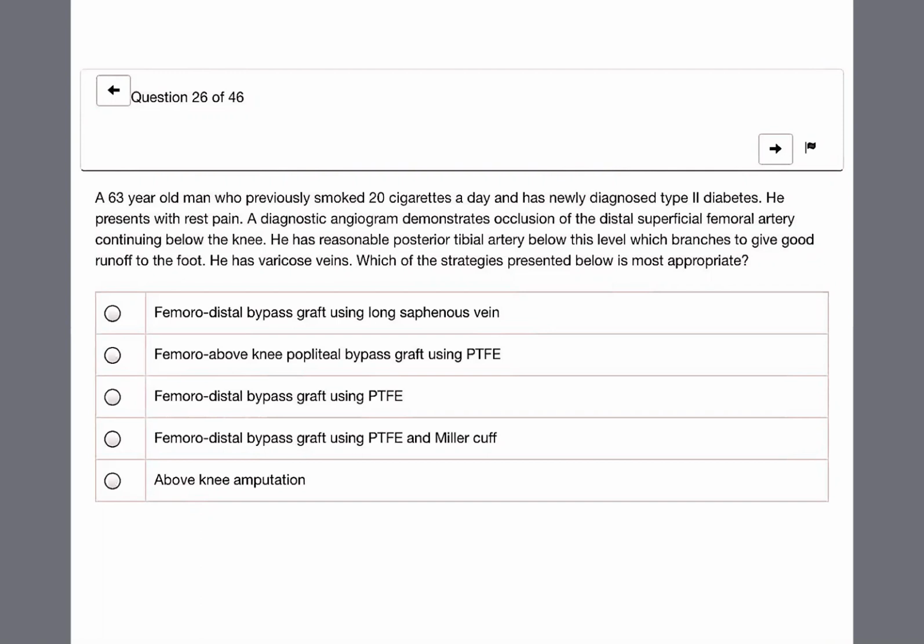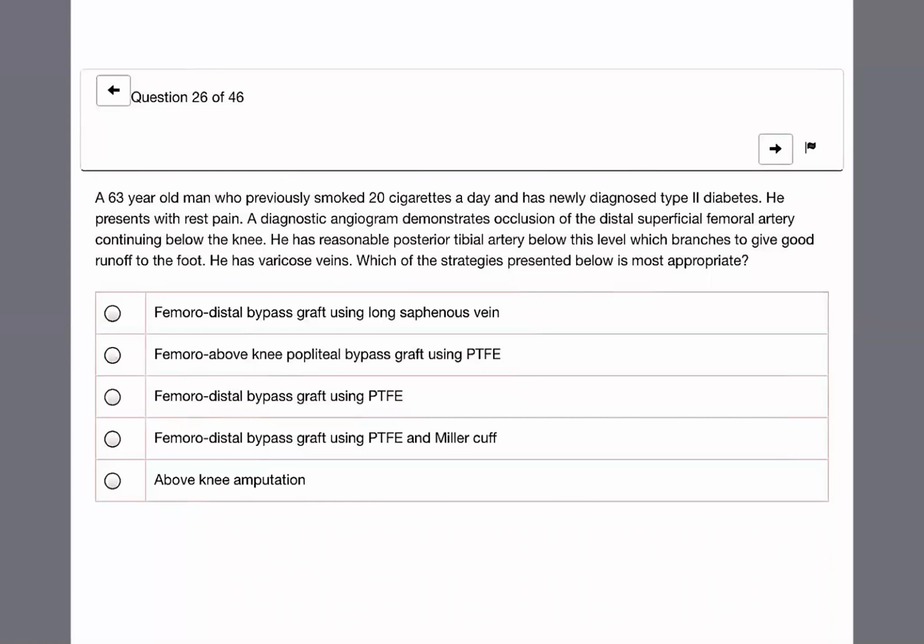A 63-year-old man who previously smoked 20 cigarettes a day and has newly diagnosed type 2 diabetes presents with rest pain. A diagnostic angiogram demonstrates occlusion of the distal superficial femoral artery, continuing below the knee. He has a reasonable posterior tibial artery below this level, which branches to give good runoff to the foot. He has varicose veins. Which of the strategies presented below is most appropriate?